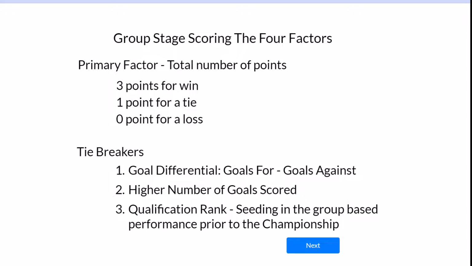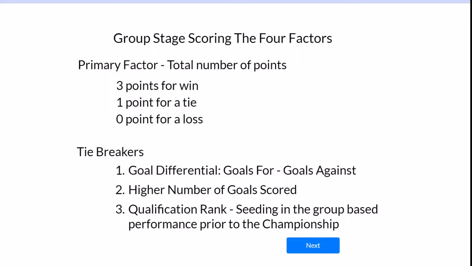The primary factor is the total number of points. Teams are awarded 3 points for a win, 1 point for a tie, and none for a loss. If 2 teams have the same number of points, there are 3 levels of tiebreaker. First, it's goal differential. That's goals for minus goals against. Next is the higher number of goals scored. And last is the qualification rank.